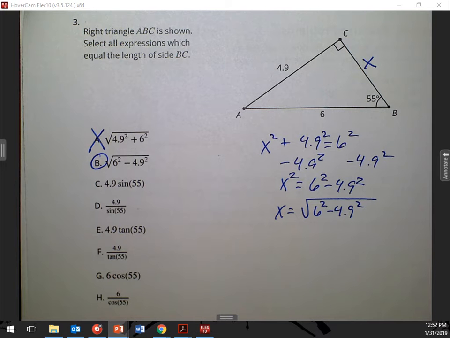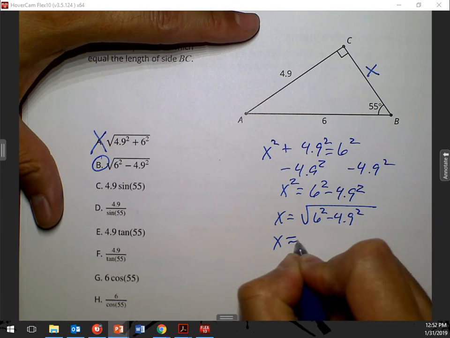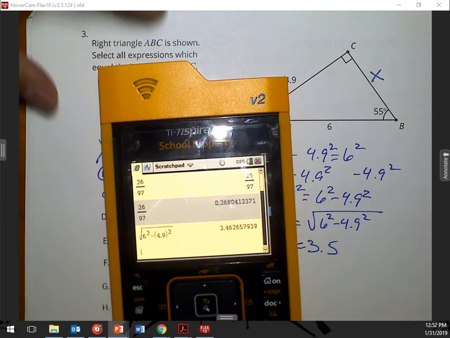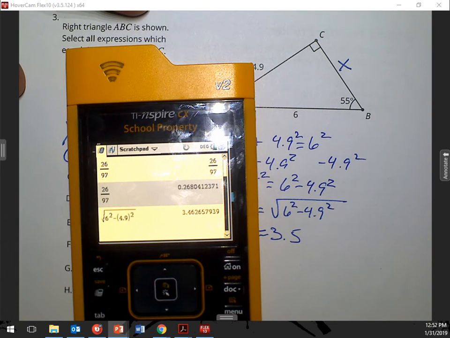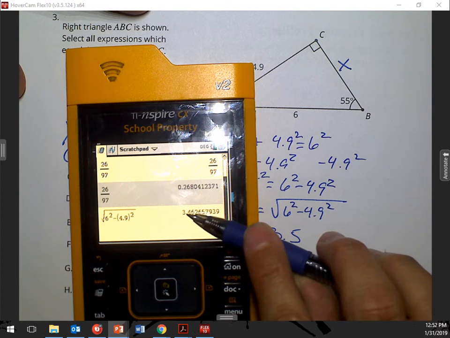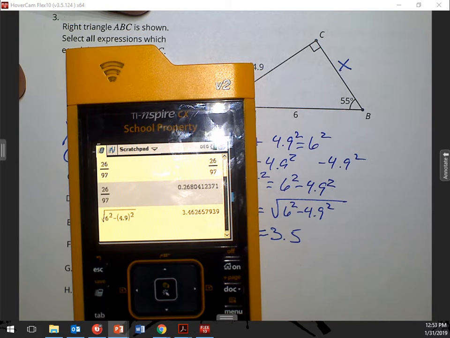You mean 3.4? 3.5. Yeah, 3.5. So this X, 3.5. Here's my calculator. Are you rounding it? Yeah, I just did this one right here, right? 3.5. What's it supposed to be? Degree? Yeah.